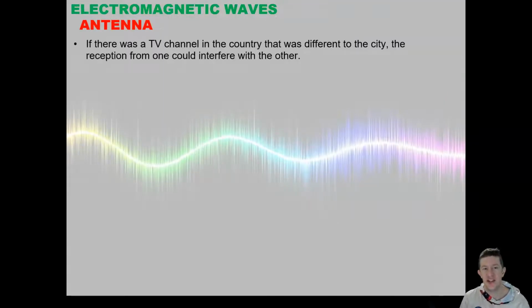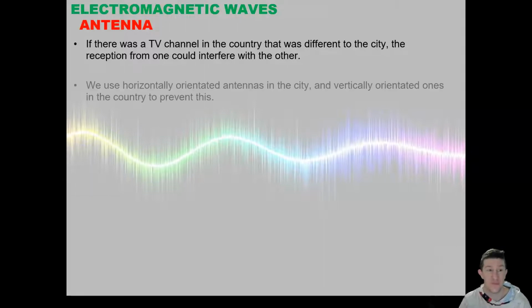If there was a TV channel in the country that was different to one in the city, the reception could interfere with the city one and the country one. Microwave or radio waves can travel very long distances, so this would be a significant issue. It's one thing to tune in and catch country radio, but if the signal is crossing over and you get distortion, you get that old school sort of interference where you can partially see both images on the screen and the audio is all mashed up.